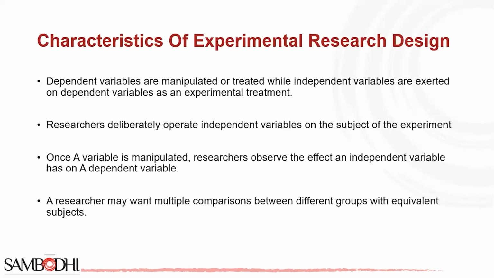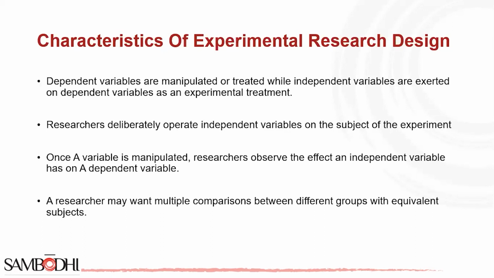Dependent variables are manipulated or treated, while independent variables are exerted on dependent variables. As an experimental treatment, extraneous variables are variables generated from other factors that can affect the experiment and contribute towards the change. Researchers have to exercise control to reduce the influence of these variables by randomization, making homogeneous groups and applying statistical analysis techniques.